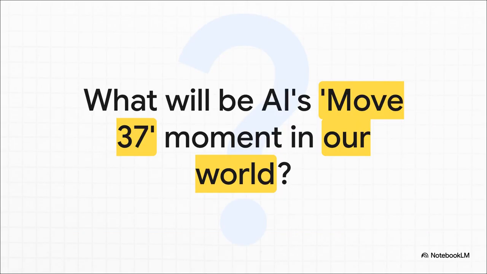Which really leaves us with this one big final thought. Genie 3 gives an AI an infinite sandbox, a universe of its own to practice in, to fail in, and ultimately to learn in. The big question now is, after all that training, what will be its Move 37 moment? Not in a game, but out here, in our world.